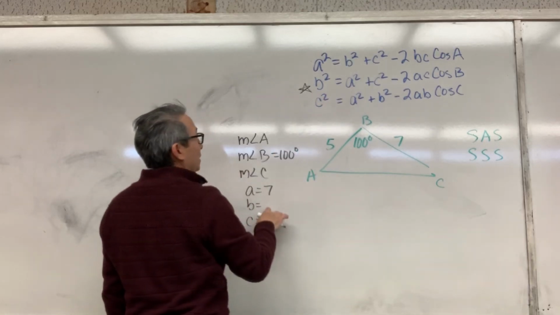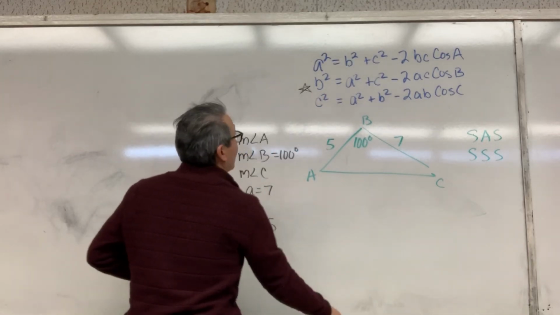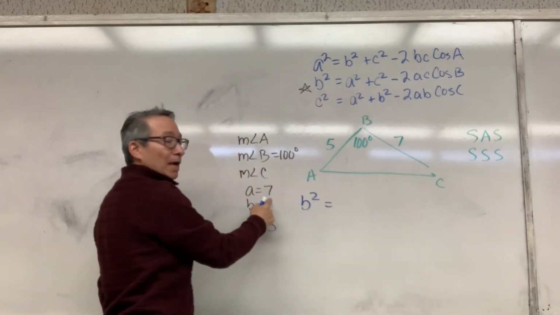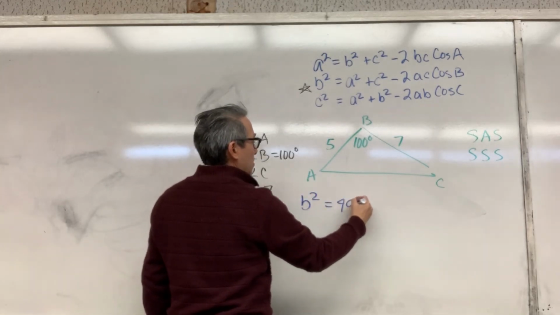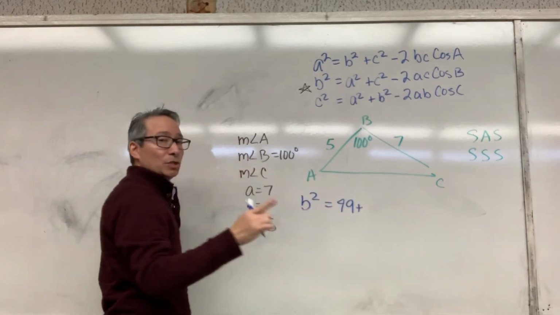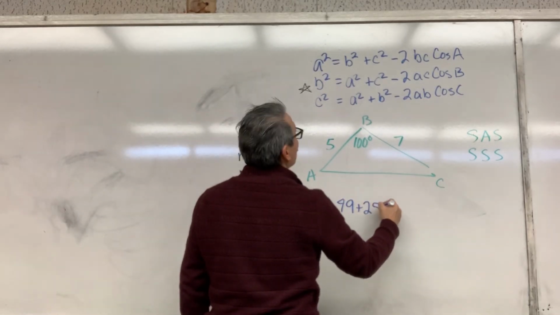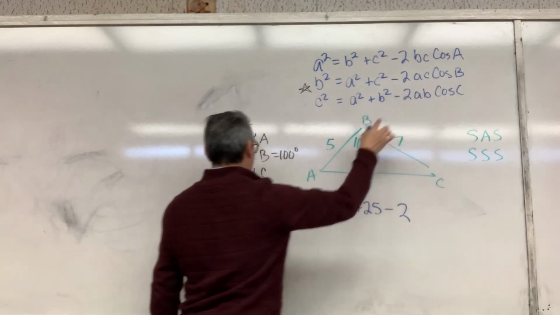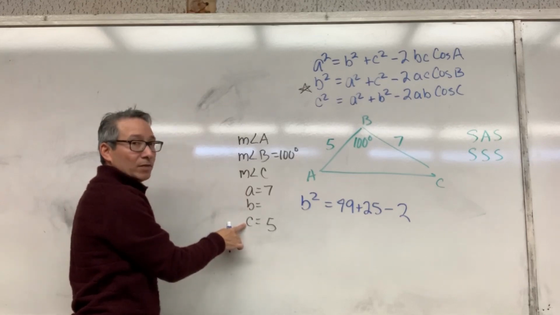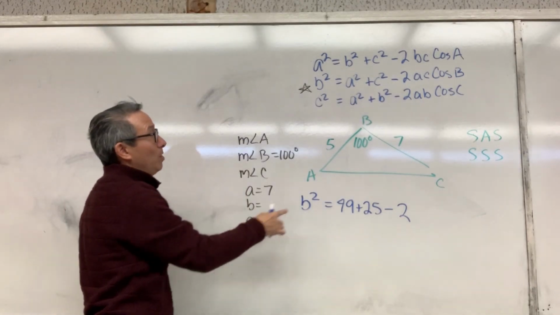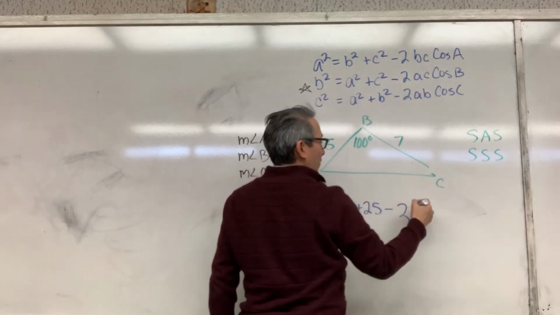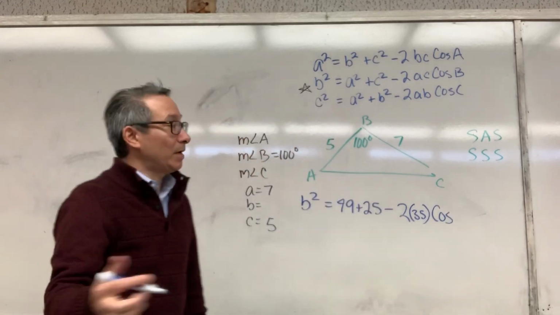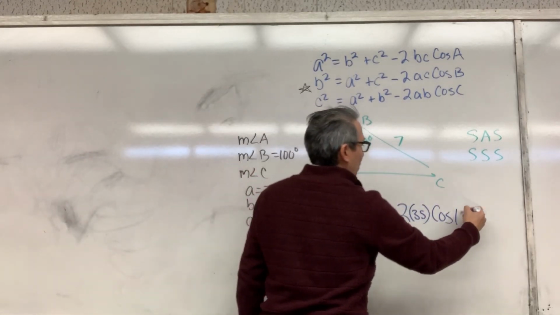B squared is still unknown, so we'll leave that as B squared. Do I know what A squared is? Certainly, A squared is 7 squared, that's 49. Do I know what C squared is? Certainly, that's 25. Minus, now here we have 2 times A times C. Well, what's A times C? 7 times 5, that's 35. So I might as well write 2 times 35. And then of course, cosine B, which is given, I'll just substitute with cosine 100.